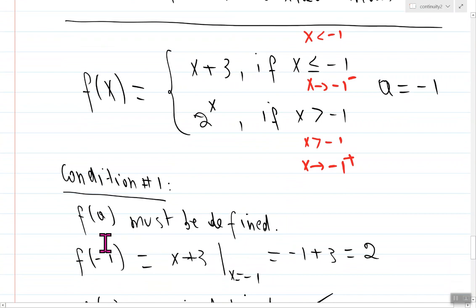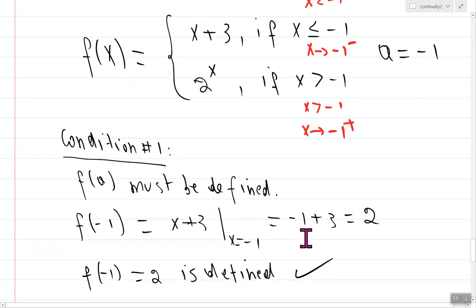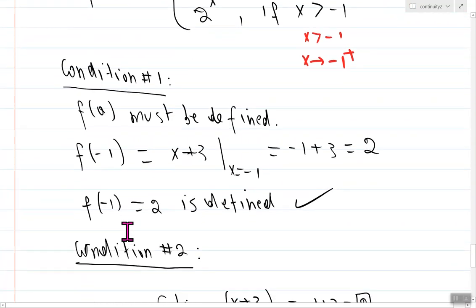So we need to find f of a. So what is f of a? Because we have an equal sign here, x equals negative 1, we're going to evaluate this x plus 3 at x equals negative 1, which will give us negative 1 plus 3, which is 2. Since 2 is finite, we say the first condition is satisfied. So we go to the second condition.